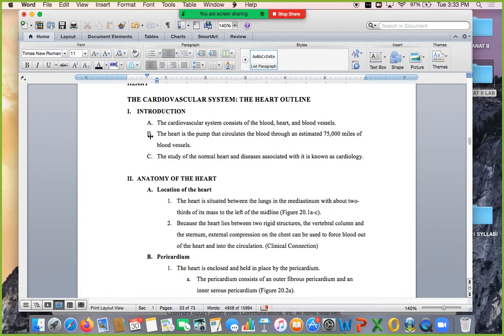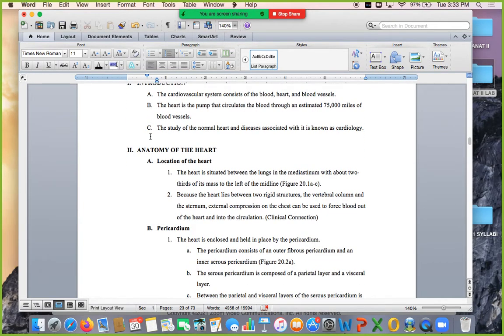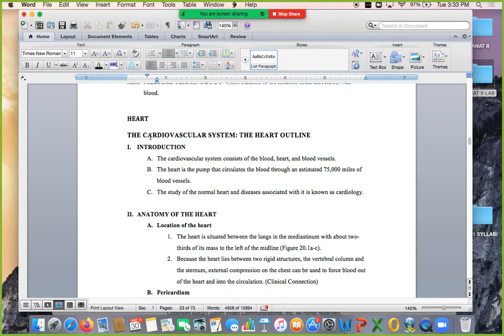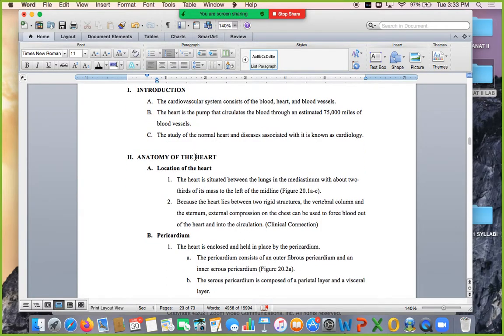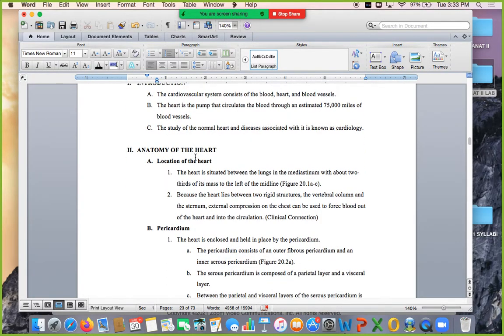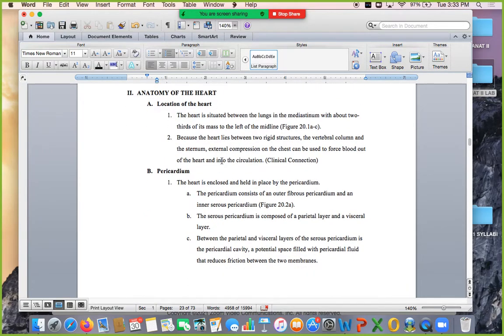All right, so let's move on to the heart and the cardiovascular system. The cardiovascular system is going to consist of the heart, the blood, and the blood vessels as well. The heart is that major pump that circulates the blood through all of the blood vessels. It's estimated we have 75,000 miles of blood vessels inside our human body, which is quite a lot. Cardiology is the practice of studying the heart.